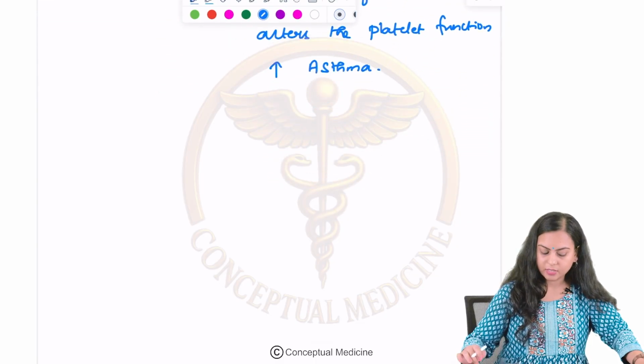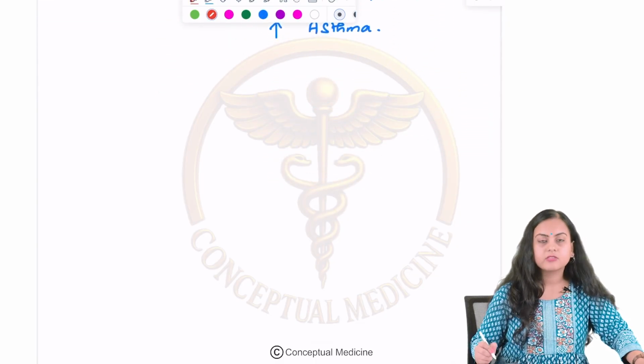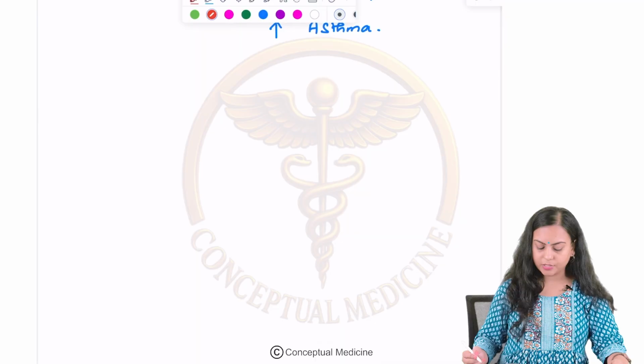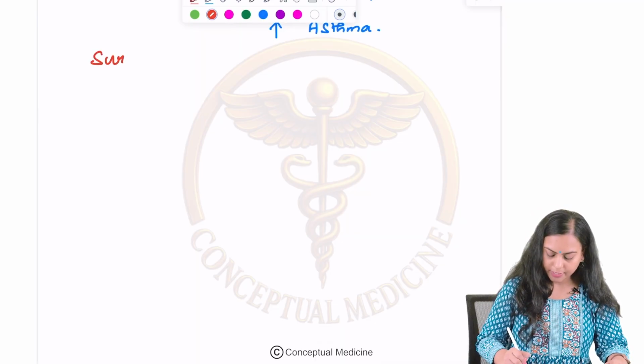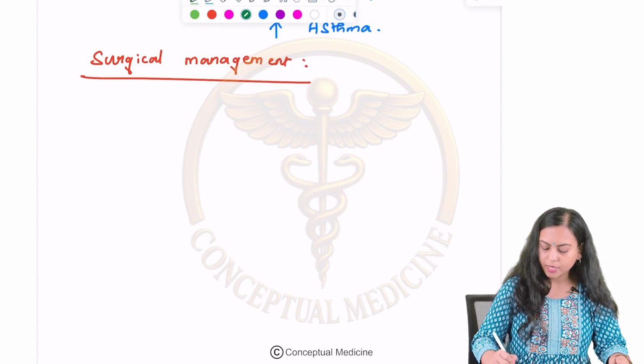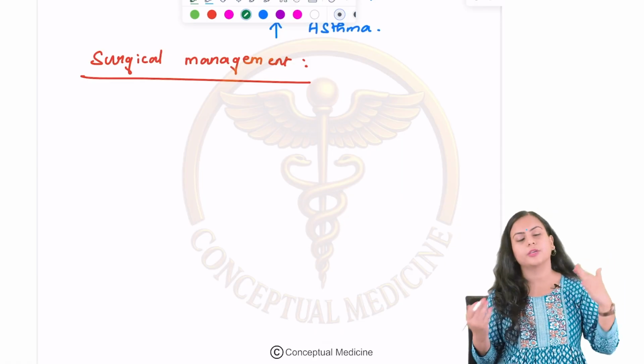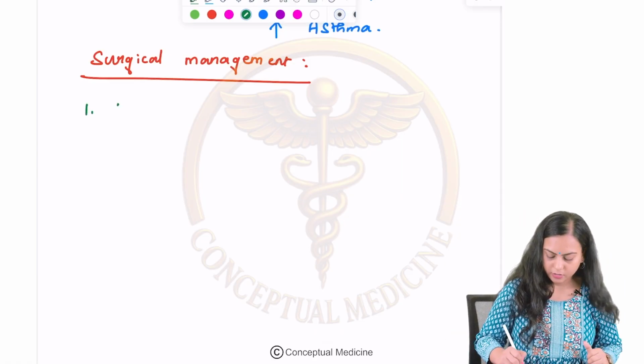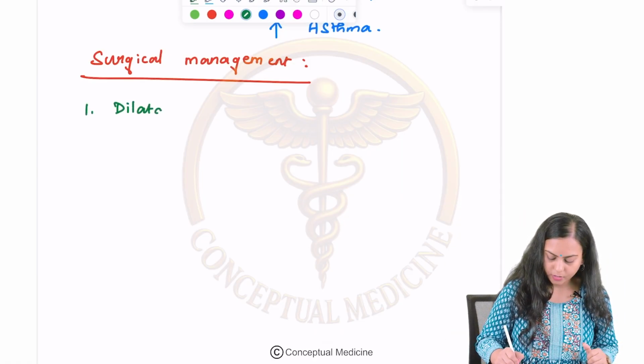Okay. Now, let us discuss about the surgical management. Surgical management of AUB includes so many minimally invasive procedures and major procedures. You can do dilatation and curettage.